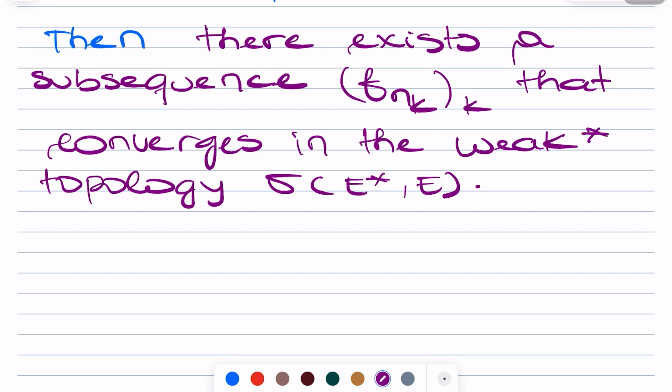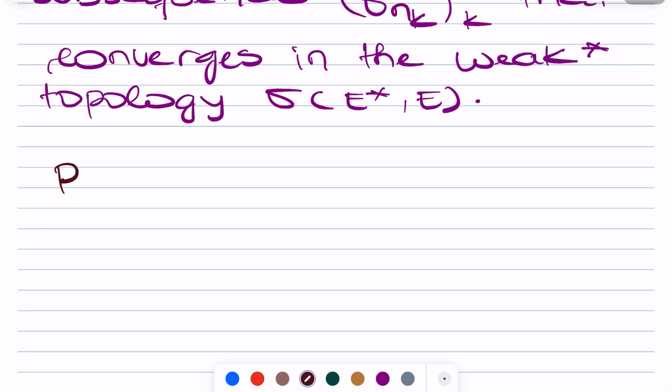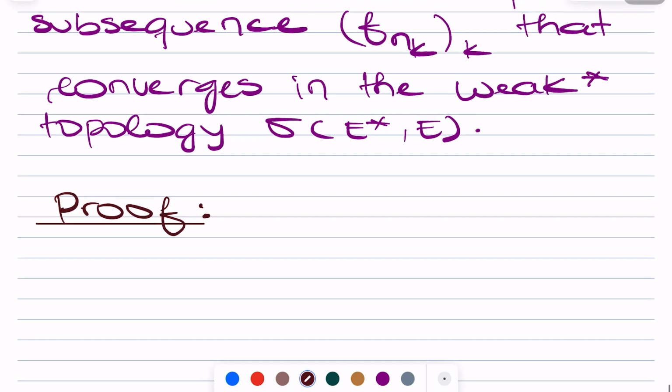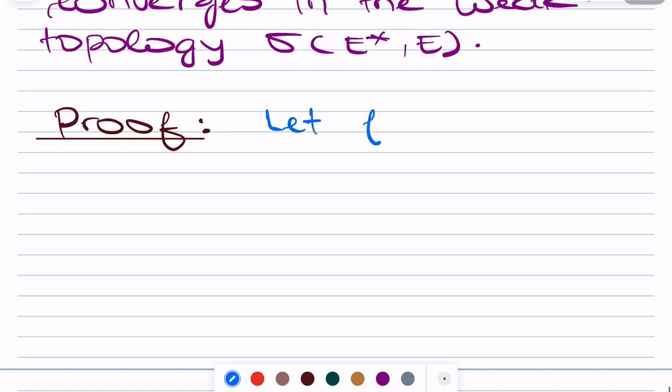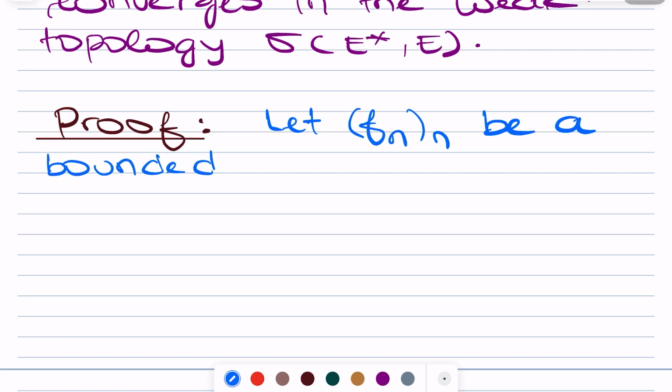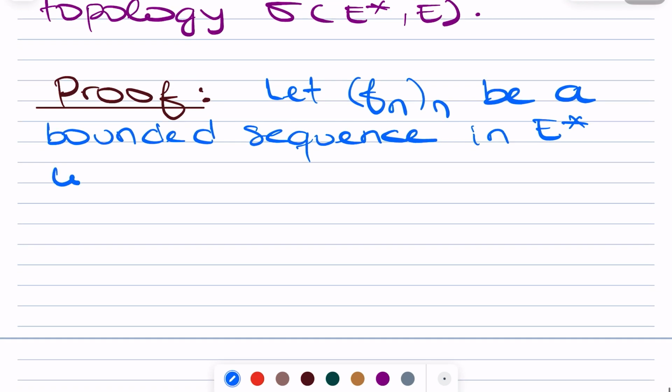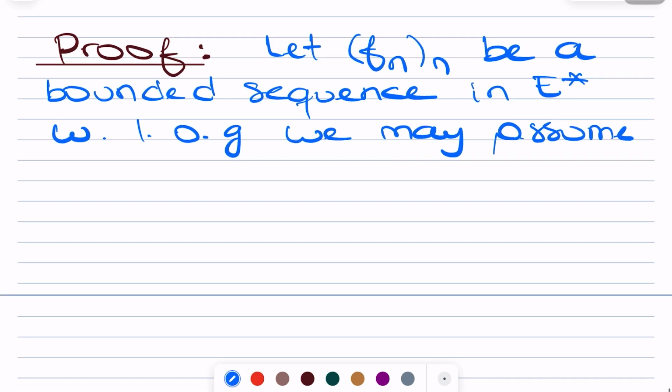Okay, so proof. If you have a separable Banach space, then for a bounded sequence of linear bounded operators, there exists a subsequence that converges weak star. So proof: let Fn be a bounded sequence in the dual space. Without loss of generality, we may assume that the operator norm of Fn is less or equal than 1 for every n.